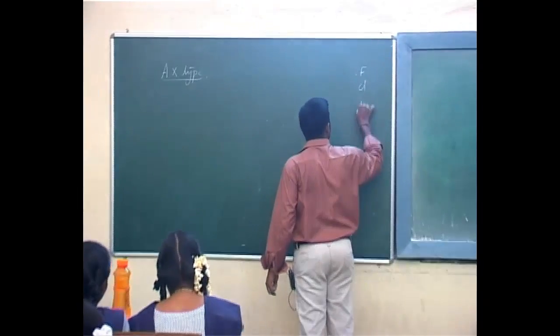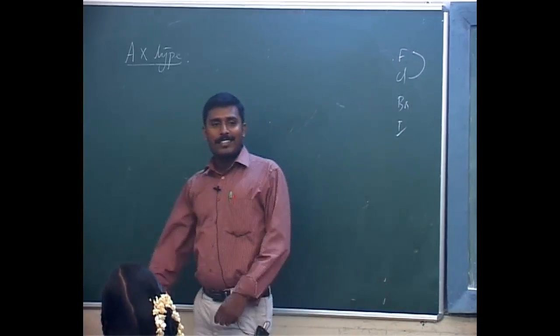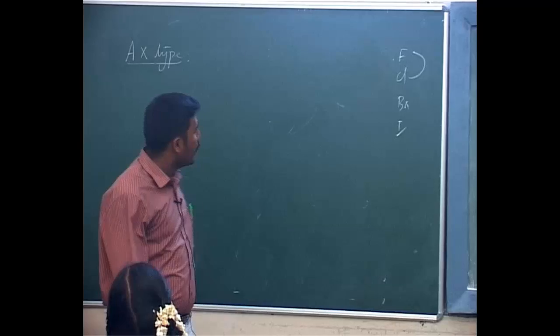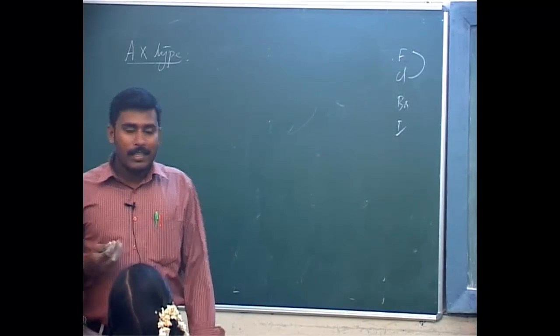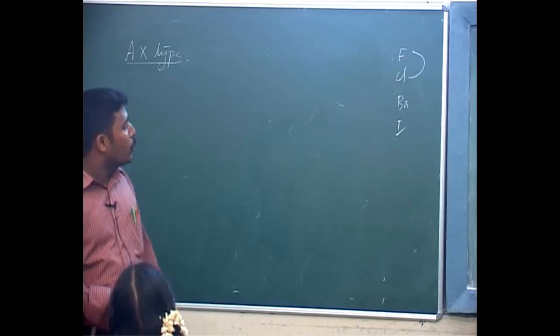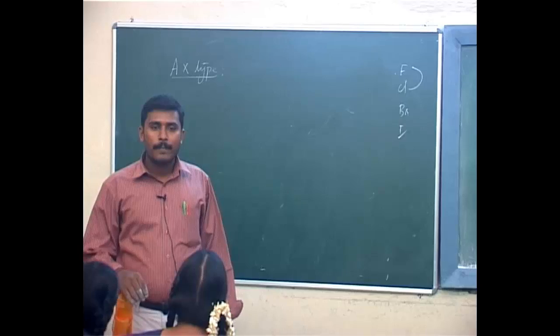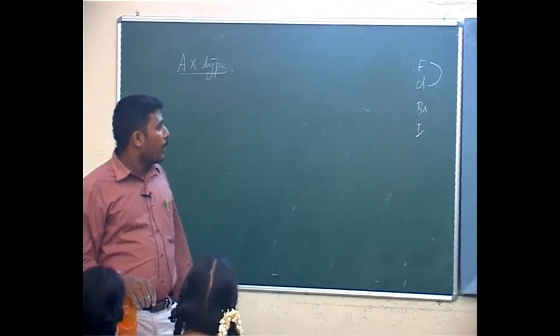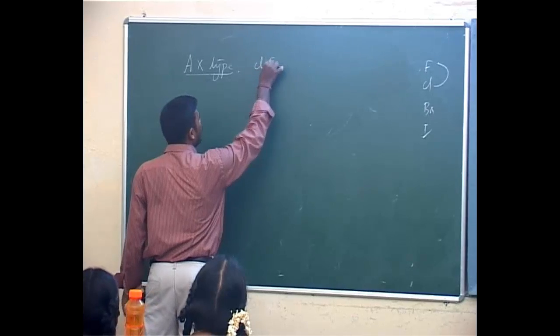Fluorine, chlorine, bromine, iodine. First we will discuss F2 plus Cl2, it gives 2 ClF. Am I correct? F2 plus Cl2 gives 2 ClF. That's a linear compound. So AX with the example ClF.